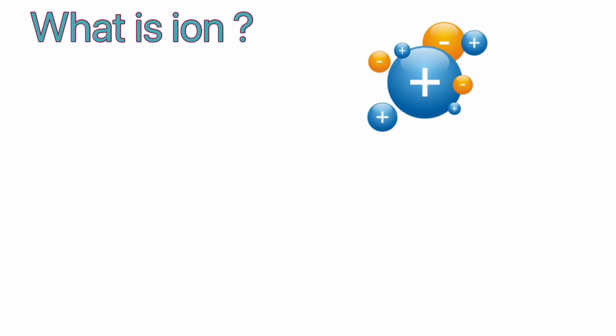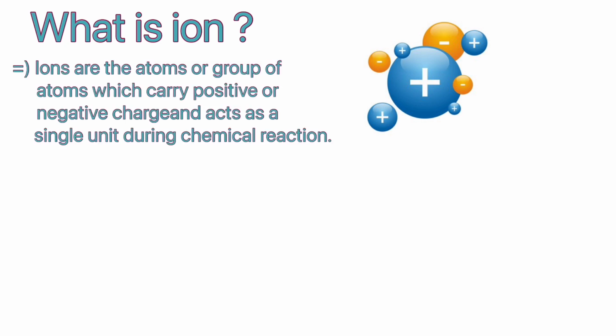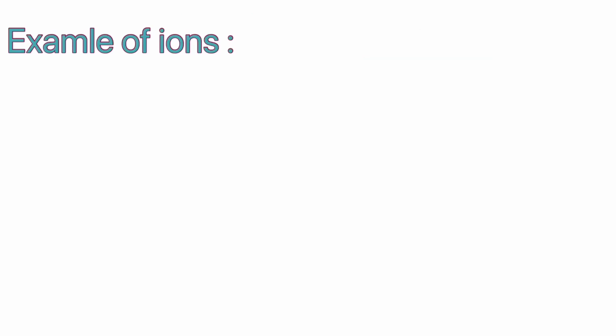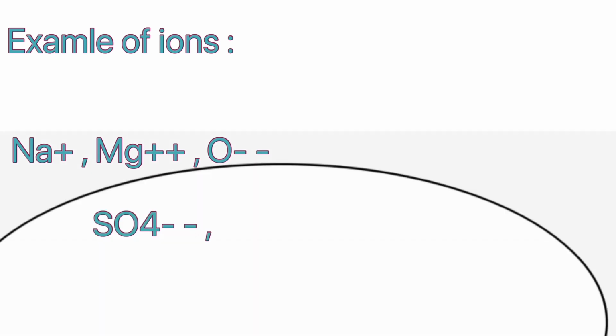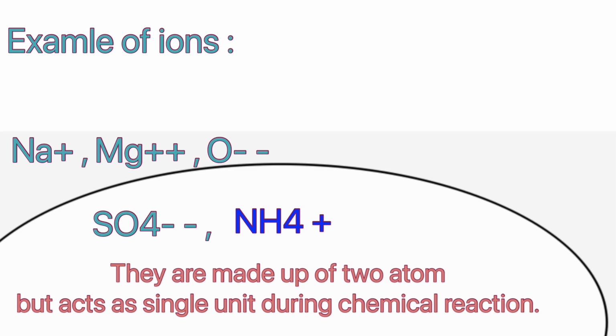Okay, now it's the turn of ions. What are ions? An atom or group of atoms which carries a positive or negative charge and acts as a single unit during a chemical reaction is called an ion. Na+, Mg++, O--, SO4--, NH4+, etc. are the examples of ions.